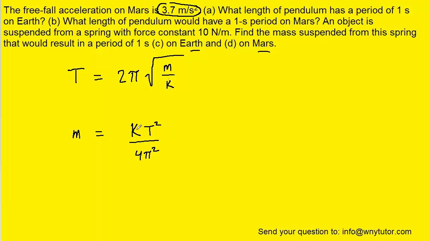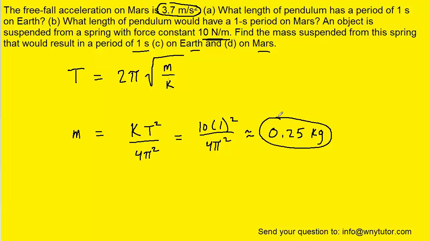All we need to do is plug in the spring constant, which was given to us in the question. The period, once again, is 1 second, and then 4 pi squared is a constant. So we'll just plug in those known values and we'll get the answer. And again, that will apply to both parts C and D because the gravity is not a factor in this equation. And when we compute that mass, we get a value of approximately 0.25 kilograms, and that is indeed the correct answer to both parts C and D.